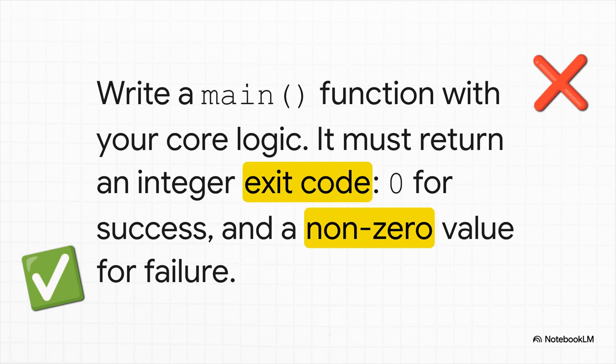A return 0 means, hooray, everything worked. A return 1 or any non-zero number means, Houston, we have a problem. This isn't just a suggestion. It's the universal language that automation tools understand.